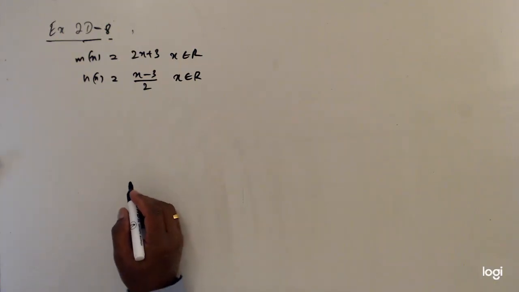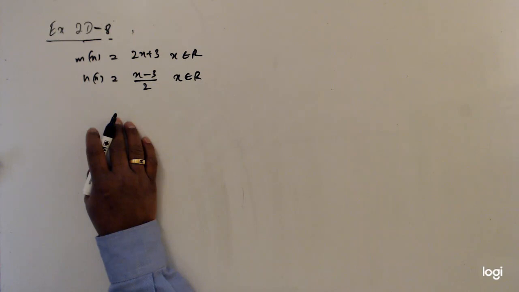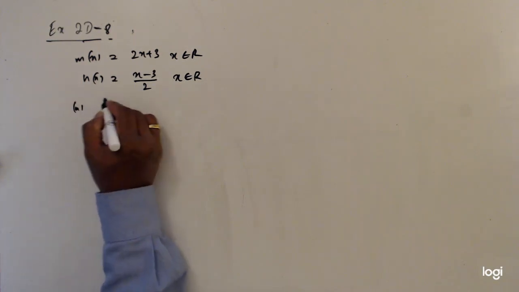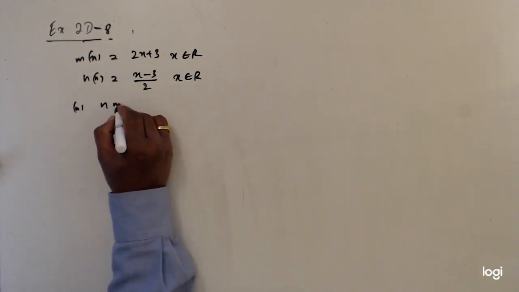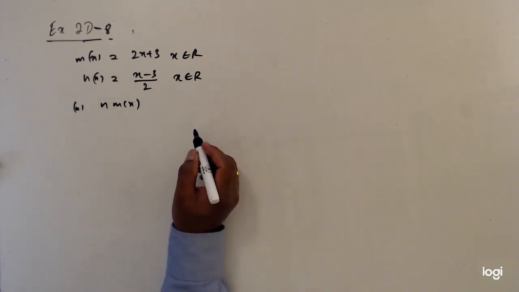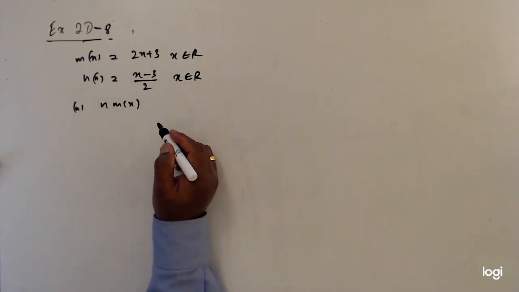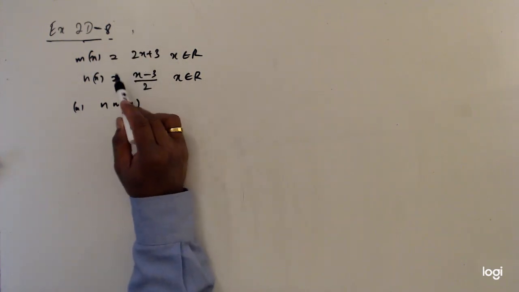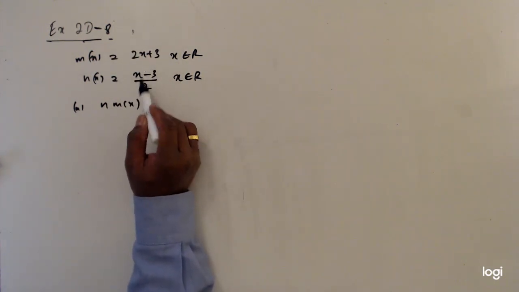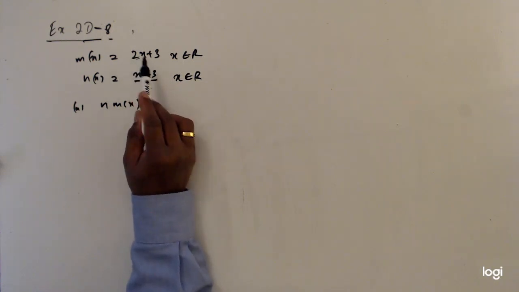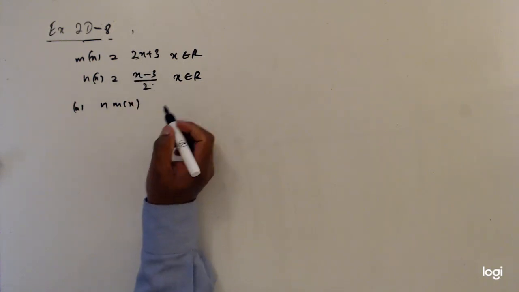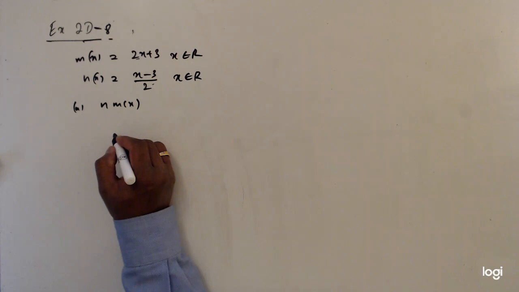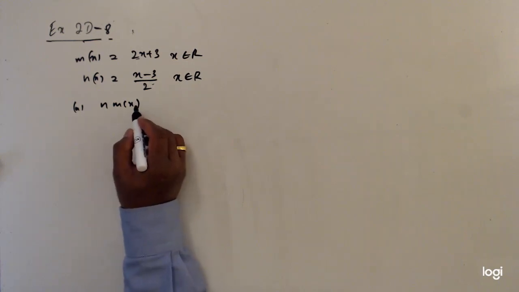Question number 8. Two functions are given. We have to find n m x. When you look at these two functions, it looks like one may be the inverse function of the other. So this is the inverse of this one, and vice versa. So we'll find n m x.